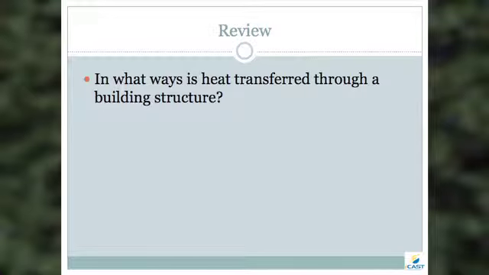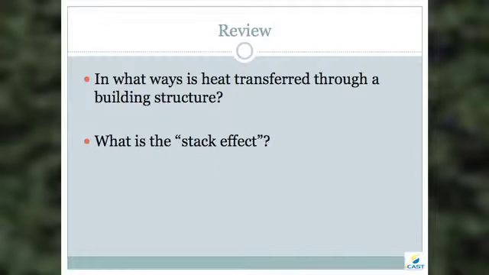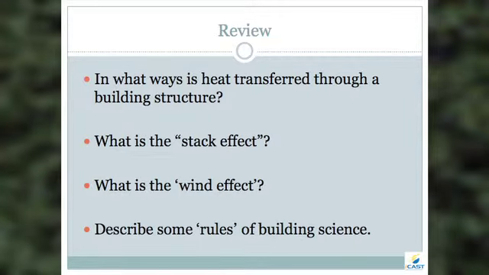Okay, so let's review. What ways does heat transfer through a building structure? Conduction, convection, radiation, air leakage. What is stack effect? Hot air out of the top, cold air from the bottom. Wind effect, what's that? Does wind effect only affect windows? It affects every place we have a leak. Give me some rules of building science, or rules of thermodynamics, either way you want to call it. Hot goes to cold, wet goes to dry, air is lazy, warm air rises, but heat goes in all directions. Very good.